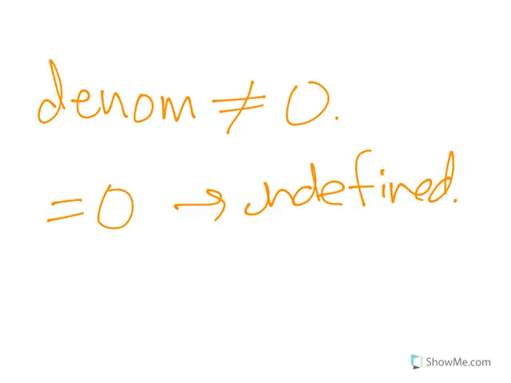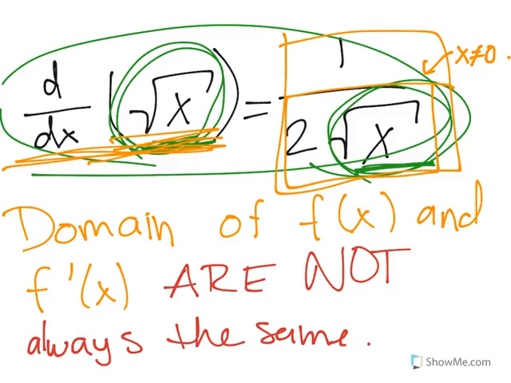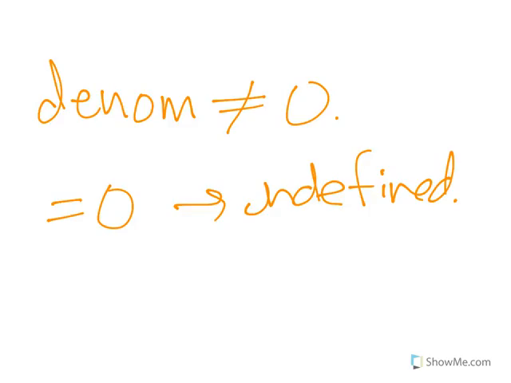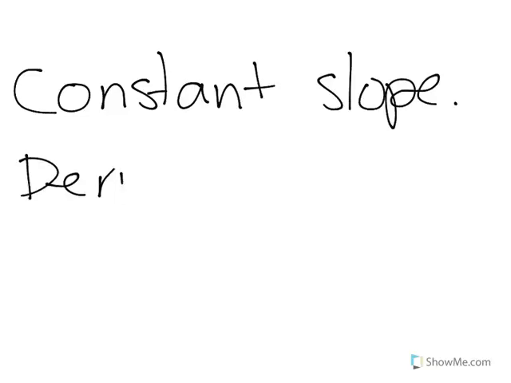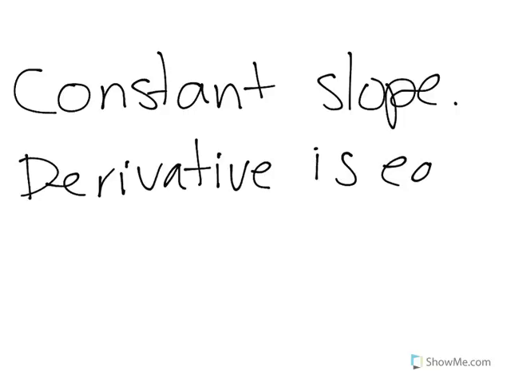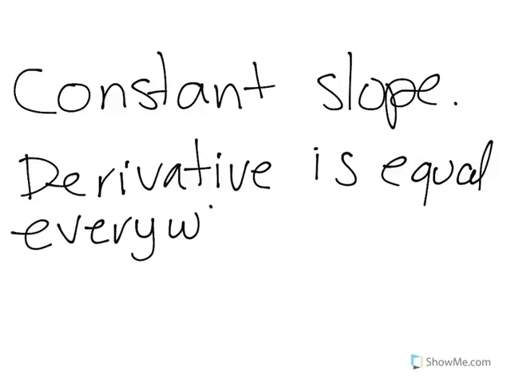And also something to keep in mind is that as you move on and learn the shortcuts, you will see that when you have a constant slope, the derivative is equal everywhere, for every x. But when the slope is not constant, the derivative is different at every point.